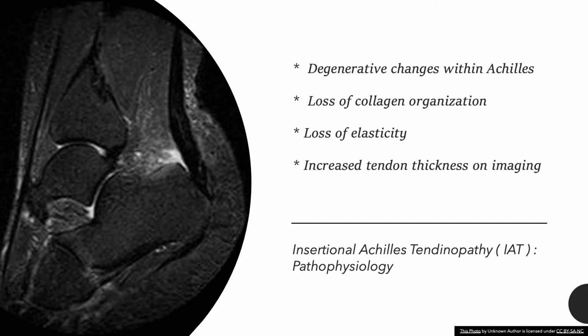With specific regards to the Achilles, we certainly see degenerative changes for the most part within the Achilles, with some occasional signs of inflammatory changes. There is loss of the organization of the collagen at its insertion, with a subsequent loss of elasticity, particularly as the calcific posterior osteophyte progresses over time. And of course, this can cause increased tendon thickness on imaging.